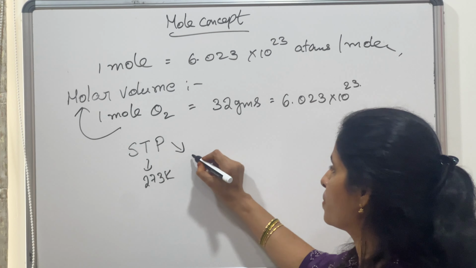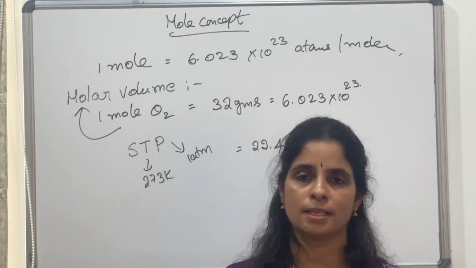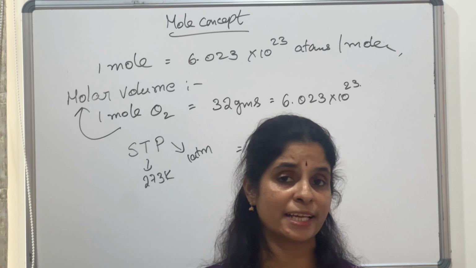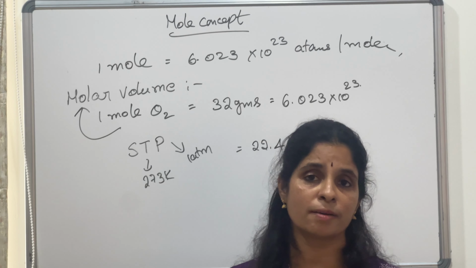What are the points you should remember? First thing, what is a mole? Mole is a number that is nothing but 6.023 into 10 power 23. What is a molecular weight or the molar mass?